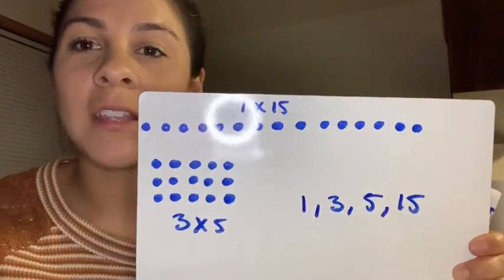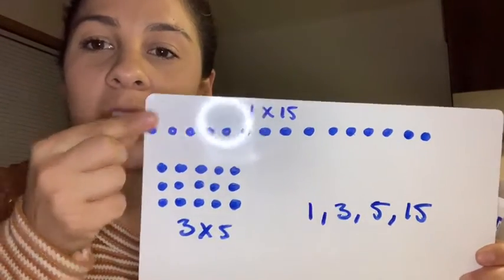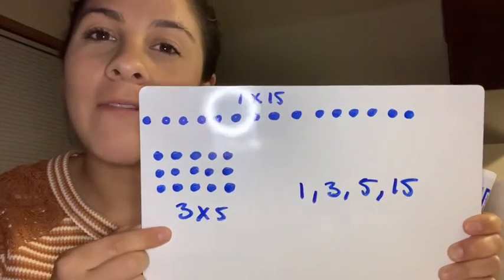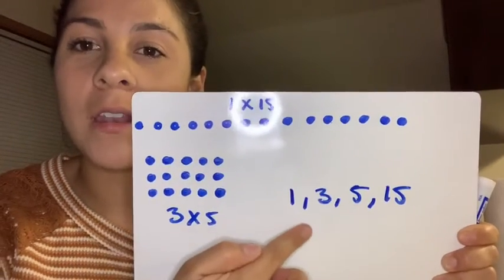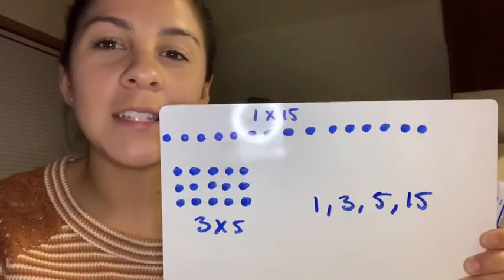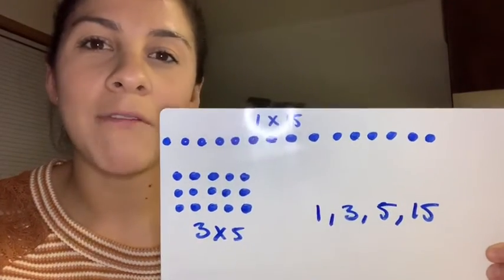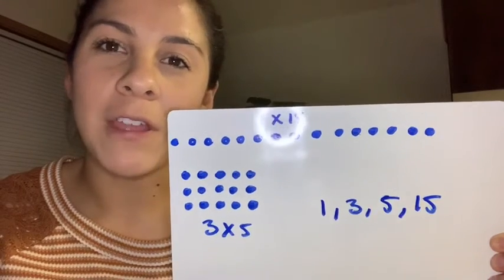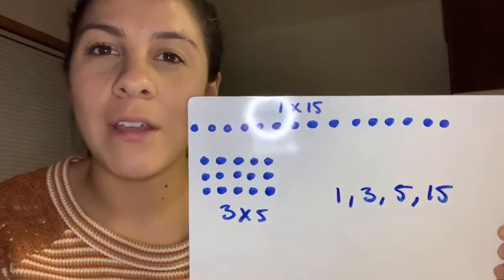You should have created the dimensions of a 1 by 15 or a 3 by 5, giving 15 the factors of 1, 3, 5, and 15. Now 15 is an odd number and only has 4 factors. Does that fit your prediction of odd numbers only having a few factors?